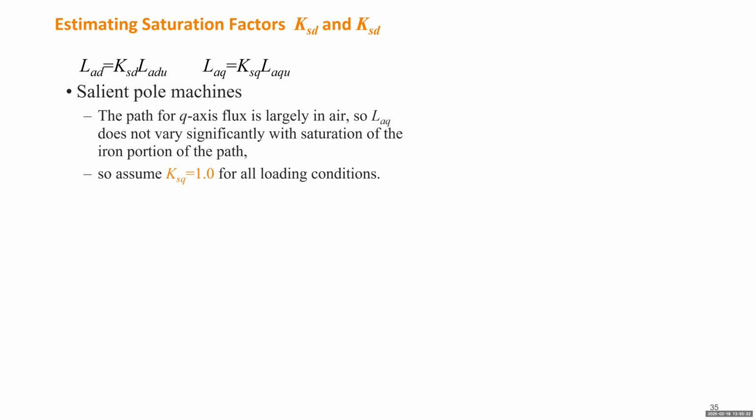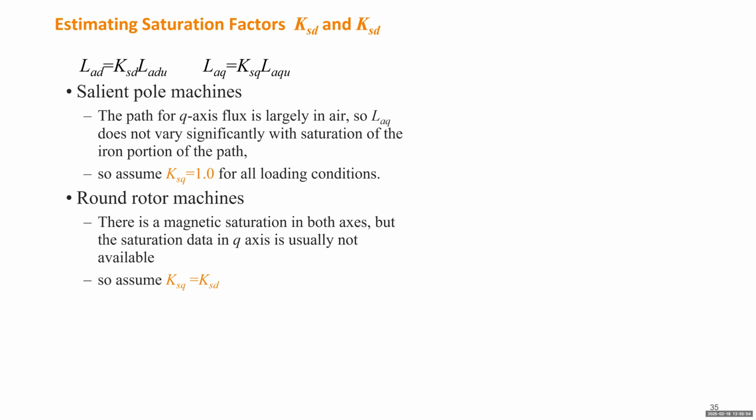If we study cylindrical pole rotor generators, the path for Q axis flux is largely in air. So LAQ does not vary significantly with saturation, which means we can ignore the saturation in LAQ. We can use a constant LAQ for a cylindrical rotor generator, so the saturation factor in Q is always assumed to be 1. We only consider saturation in the D axis.